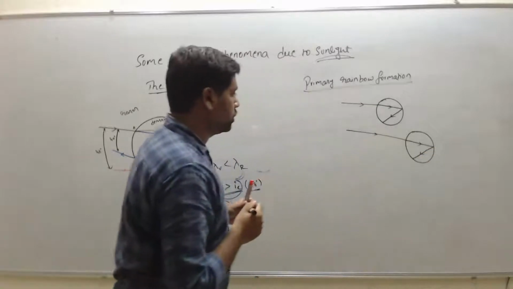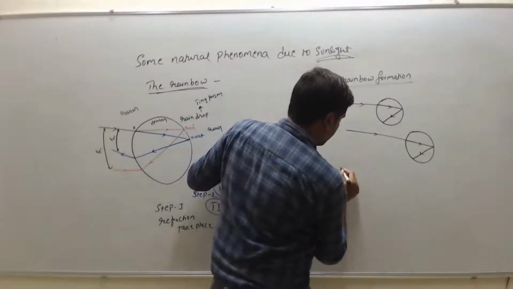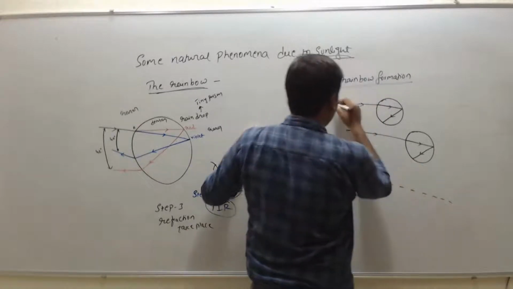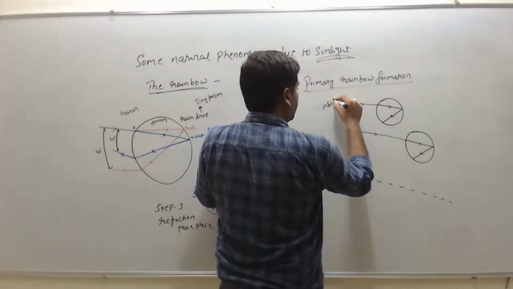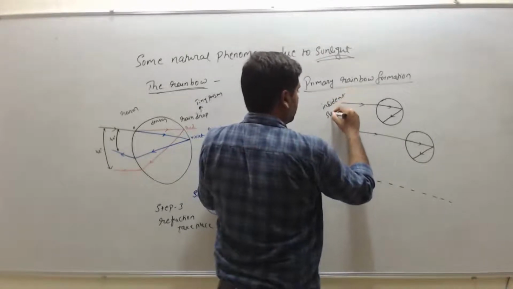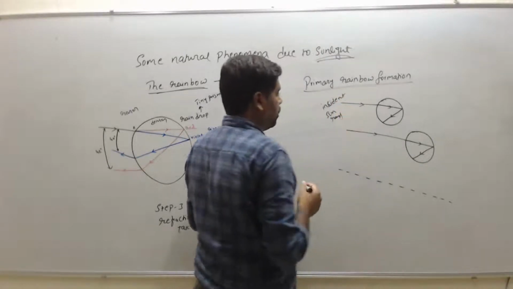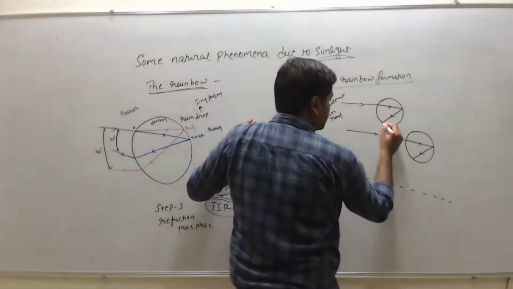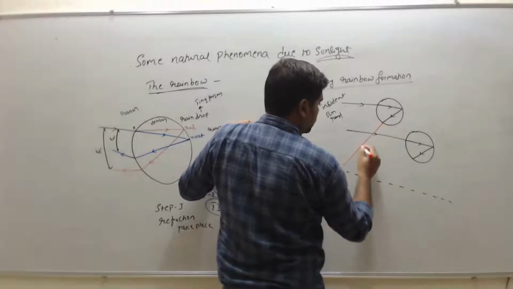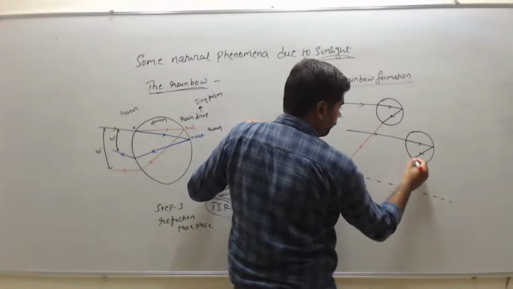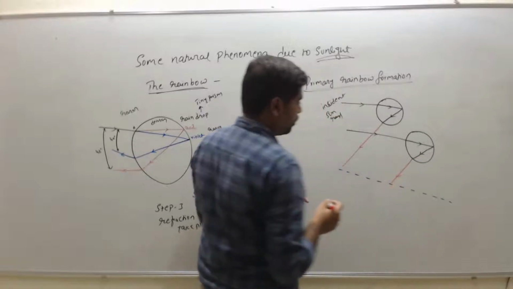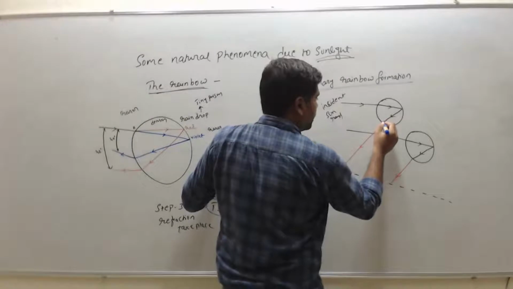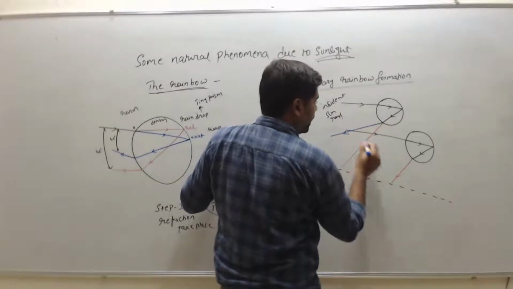If we draw one observer line here, that is parallel to the incident rays, like this. So these are the incident rays. After refraction, the light rays deviate. Here it is red, and here it is violet.